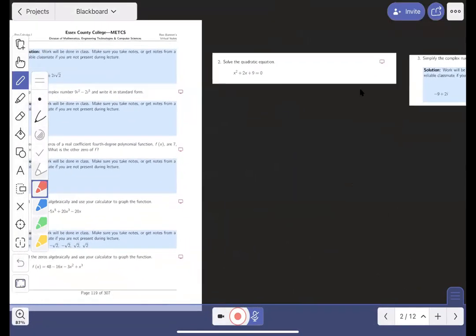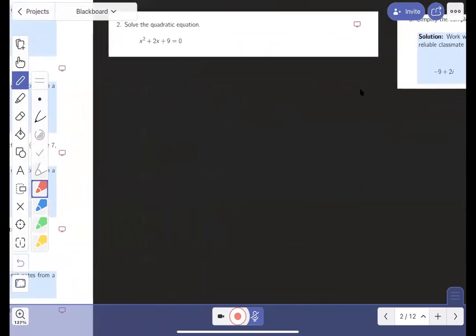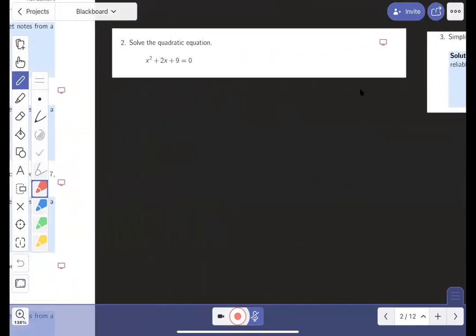And I'll do number 2. Number 2 says solve the quadratic equation. Well, that's something we've done in Math 100, right? So I guess I could do that. And to do that, I'm going to write that down for you. I don't think I could factor this using my fingers, so I can use the quadratic formula. A is 1. You need to know the quadratic formula. B is 2. And C is 9.